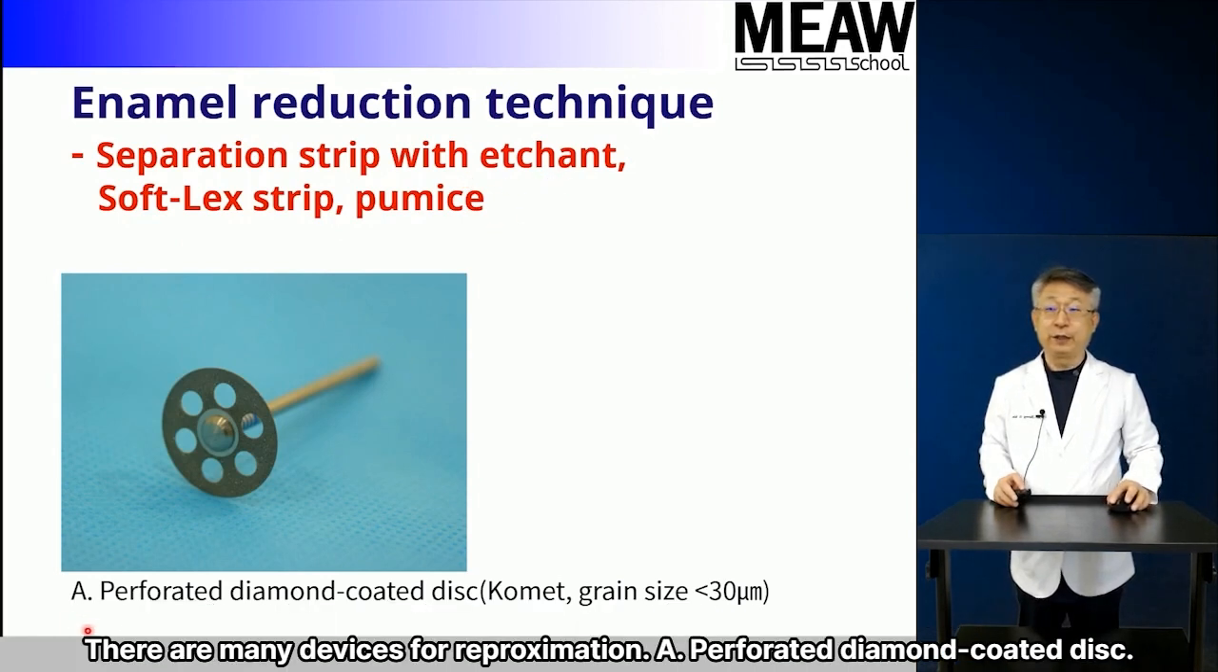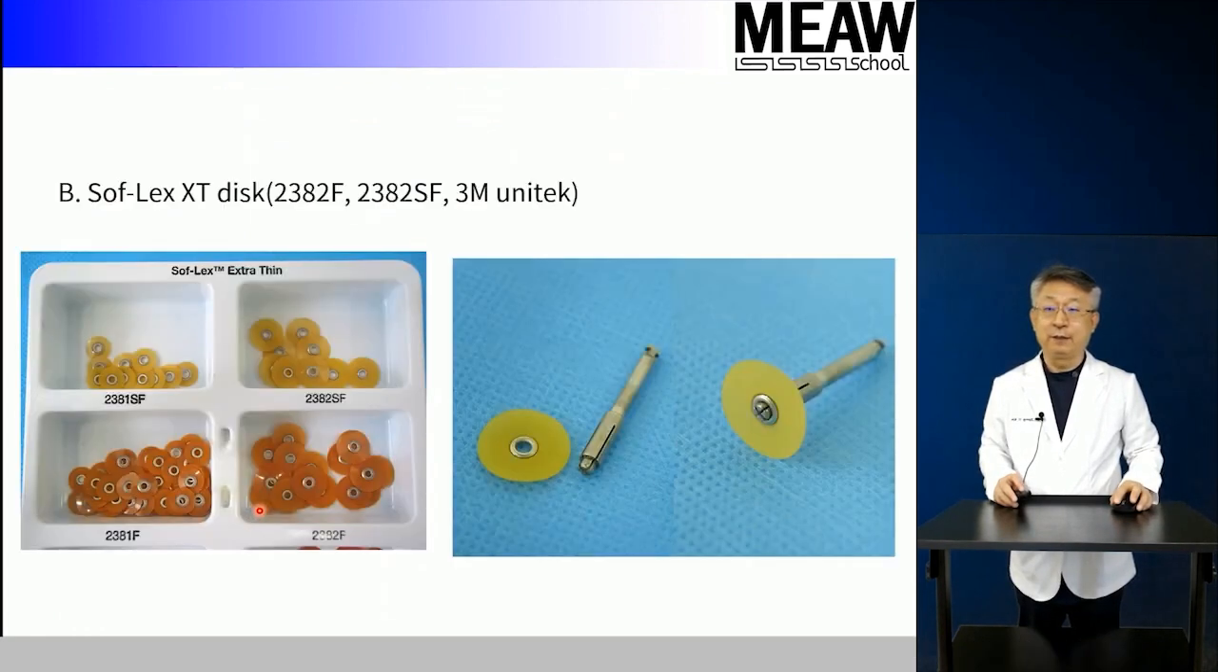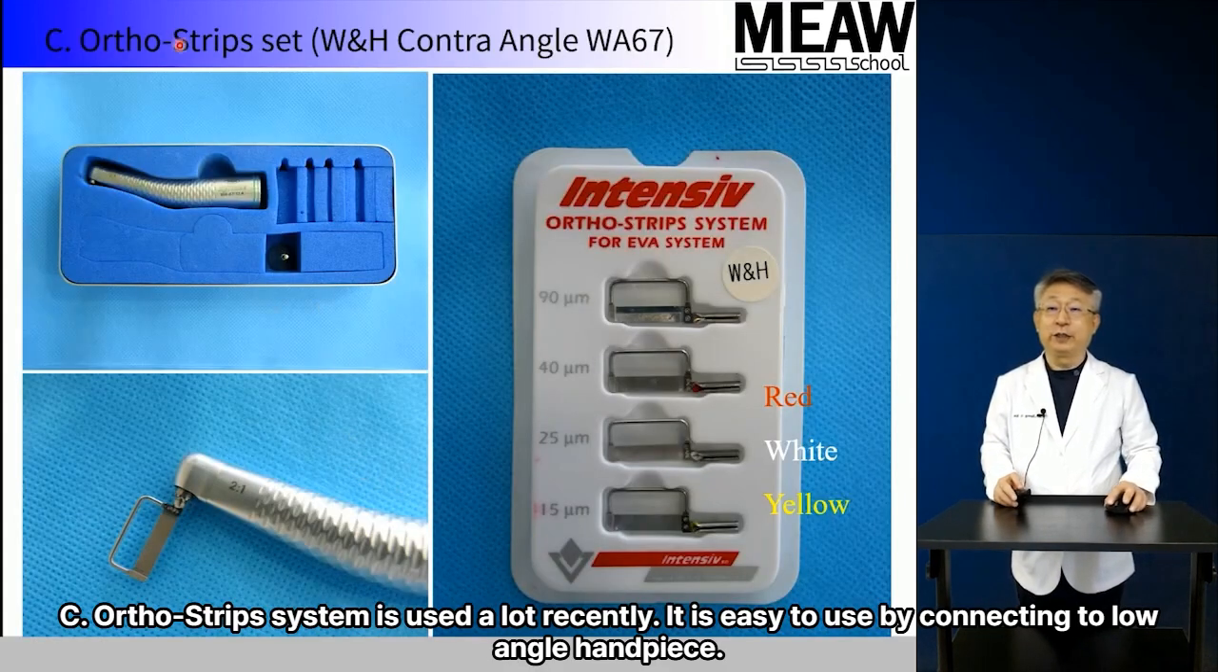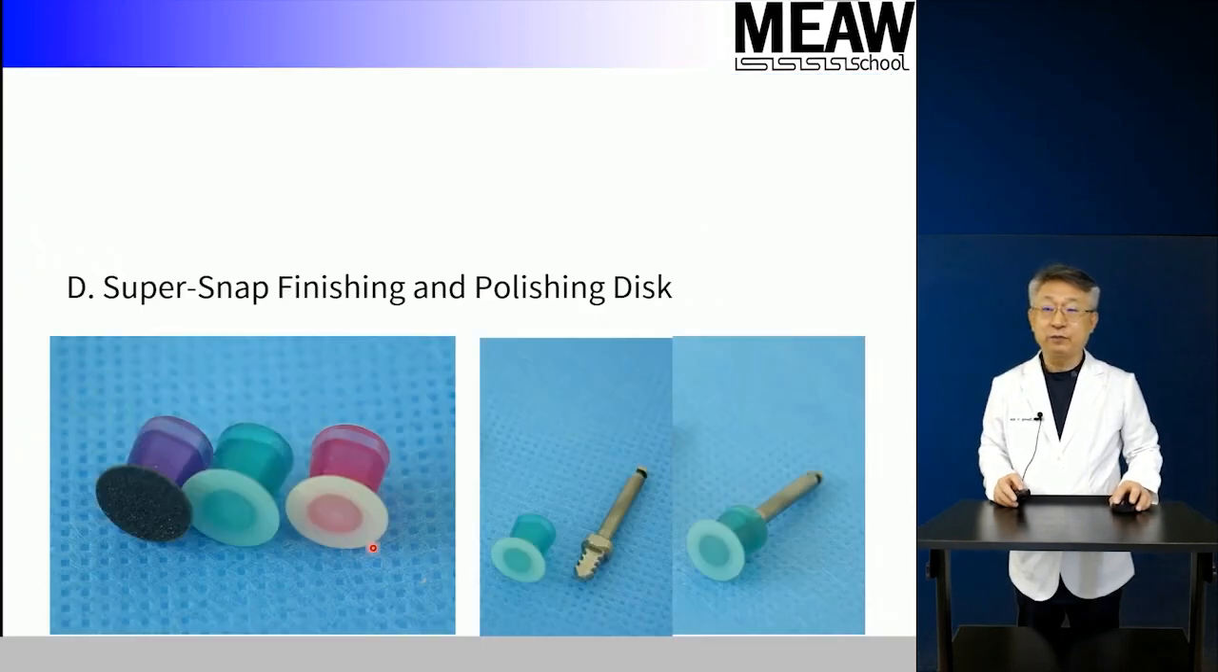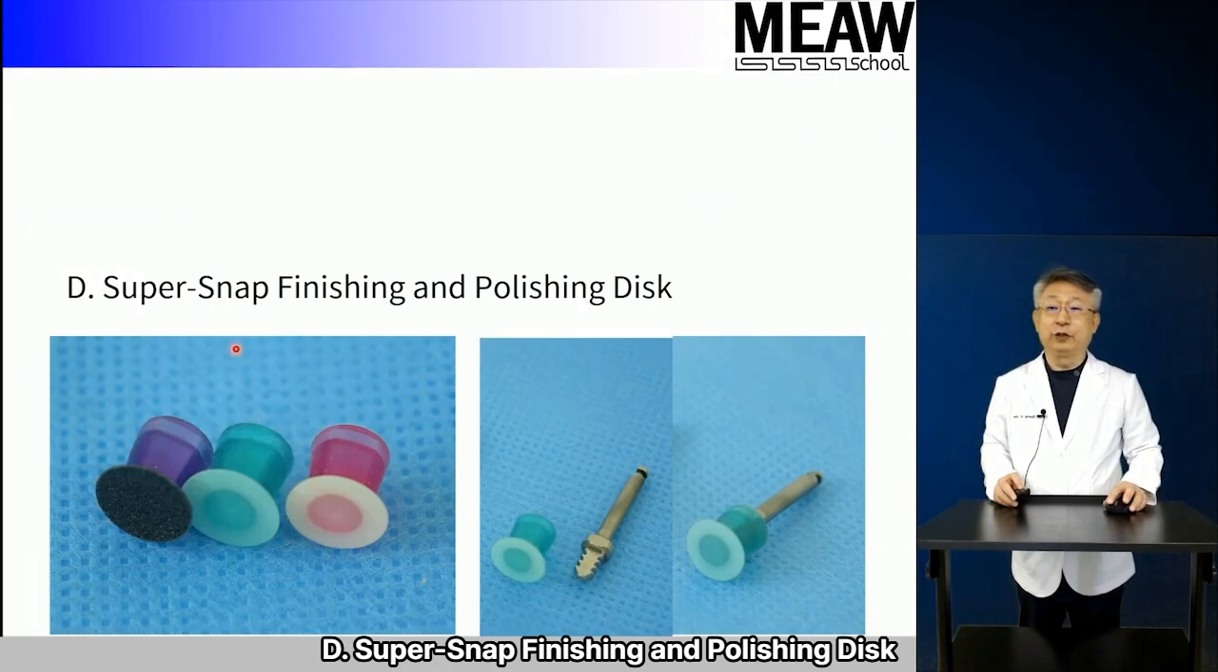There are many devices for reproximation. A. Perforated diamond-coated disc. B. Soflex XT disc. C. Ortho strips system is used a lot recently. It is easy to use by connecting to low-angle handpiece. D. Super snap, finishing and polishing disc.